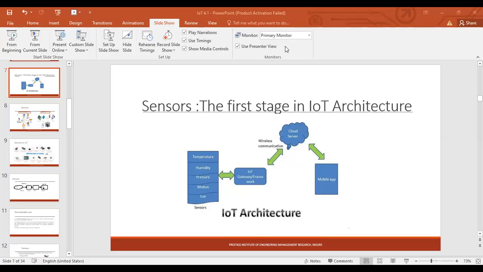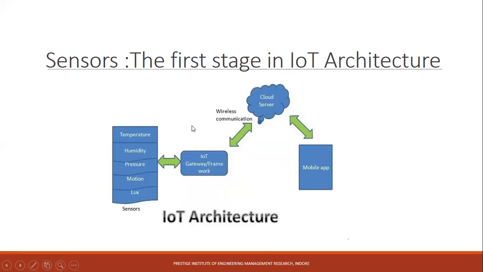So today we will discuss some facts about sensors. Sensors constitute the first stage in the IoT architecture. A sensor is the main entity which is responsible to sense the physical quantity, to sense the physical variable in the surrounding.